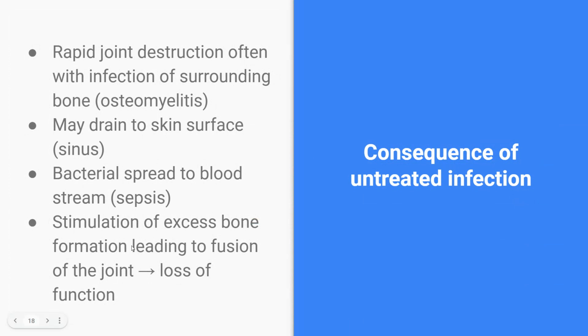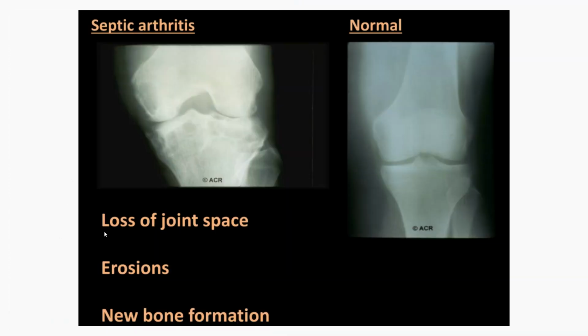It can also disrupt bone function, stimulating excess bone formation, resulting in the joint losing its function. Because more bone forms, it's harder for them to use their knee joint or hip joint, whichever one's infected. So function is gradually reduced.